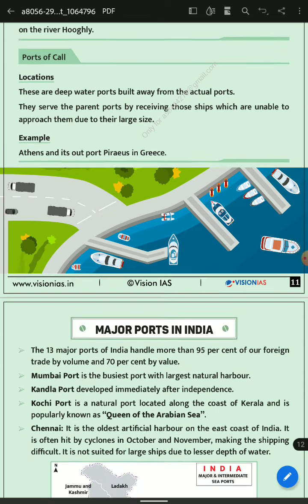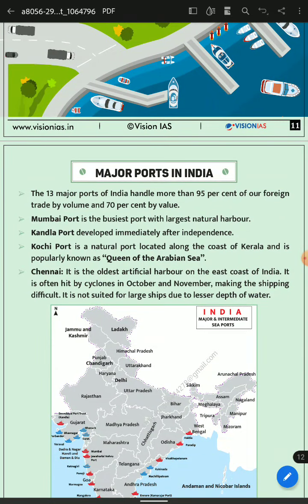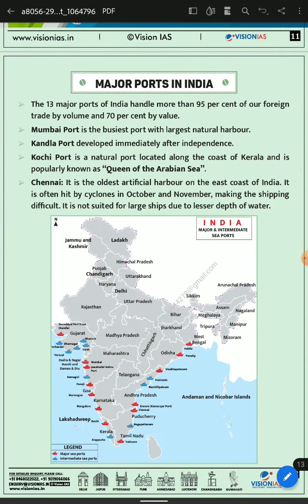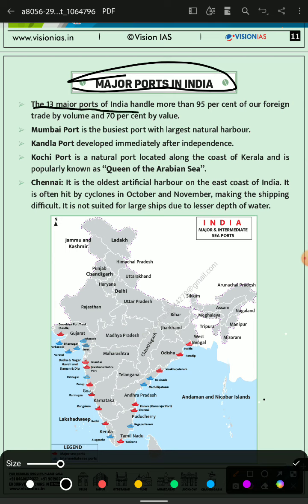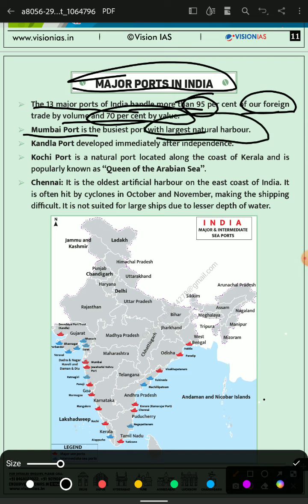Then move on to the other sections. Major ports of India: you have realized what the ports of India are and where they are situated. India has developed 13 major ports, which handle more than 55% of foreign cargo trade by volume, about 80%. Mumbai port is the business port and the largest national harbor. This is Mumbai port.